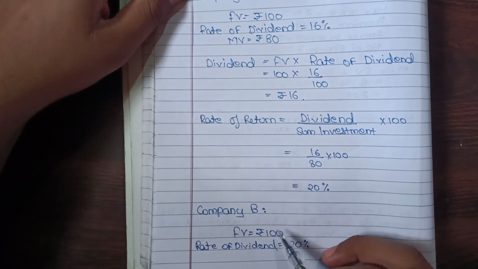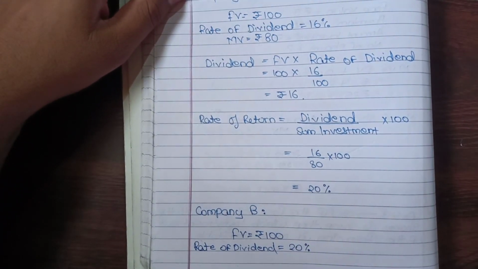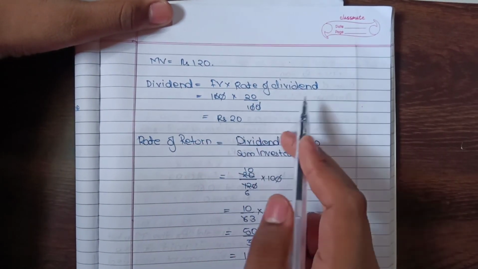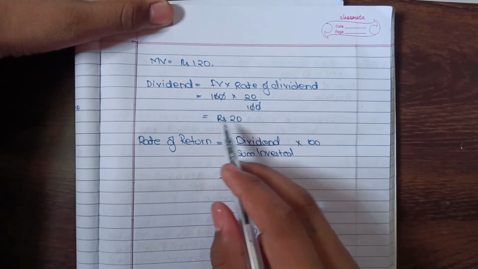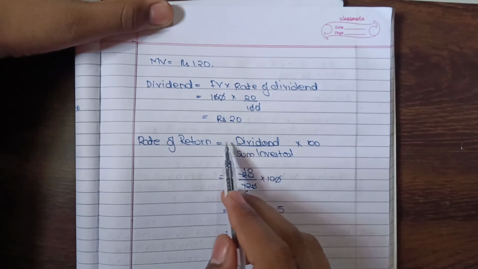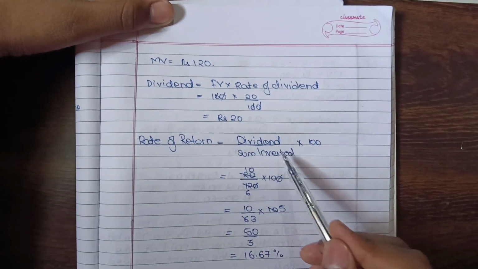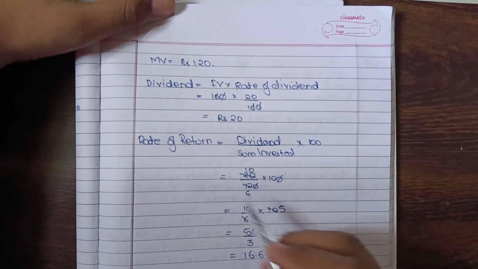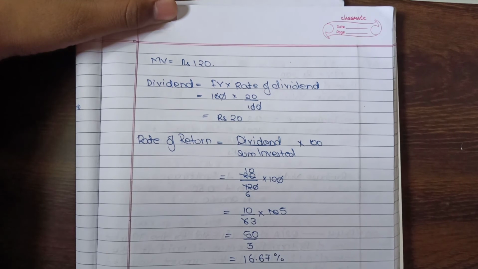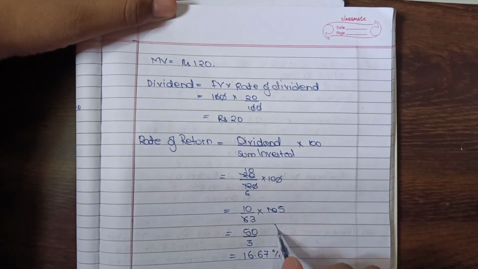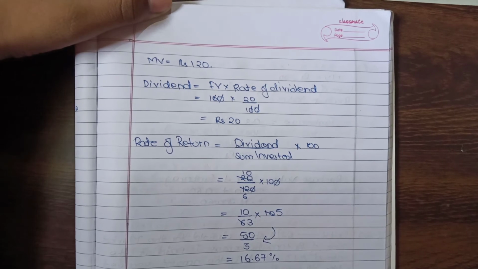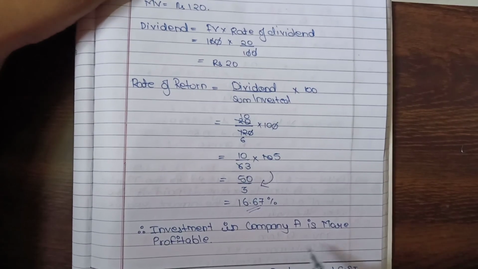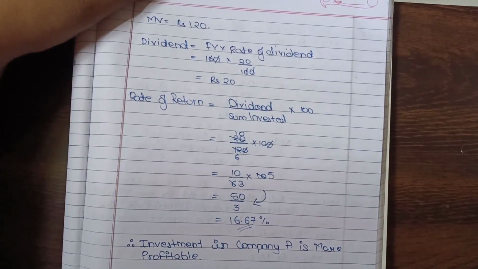It is face value rupees 100 and rate of dividend 20%. Market value rupees 120. Dividend equals face value into rate of dividend, which is 100 into 20 upon 100, in which we get rupees 20. Rate of return we'll find by putting in the formula of dividend upon sum invested into 100. We'll put in the values: 20 upon 120 into 100. We'll shorten them and we'll come to a conclusion of 50 upon 3, which is 16.67%. So investment in company A is more profitable as compared to company B.